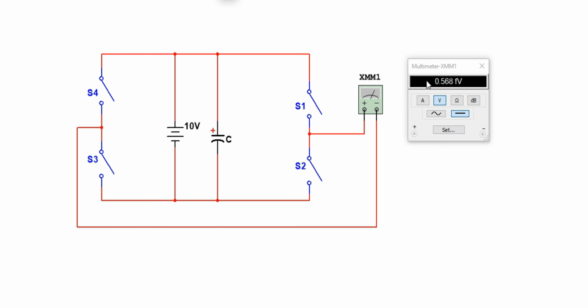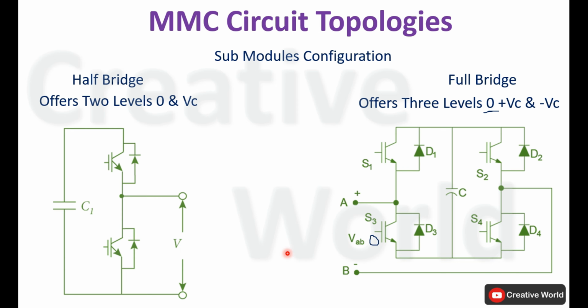In case of half bridge configuration we get only two voltage levels, 0 volt and positive VC, while in case of full bridge configuration we get three levels of voltages, 0, plus VC and minus VC, by swapping the positions of switches. Up to this point we have learned and implemented both configurations, but we will follow up with half bridge configuration for the further part of the video.